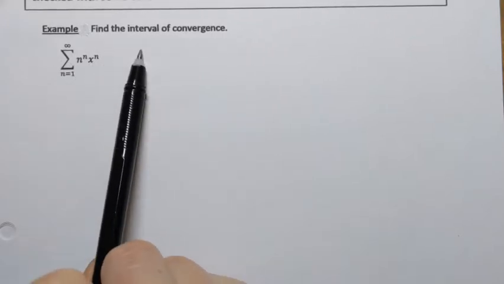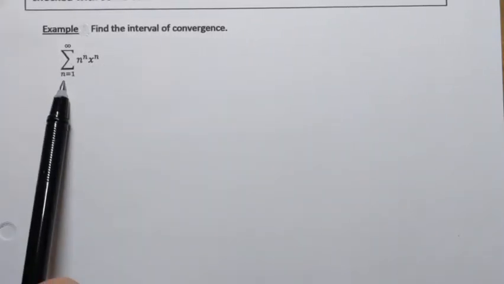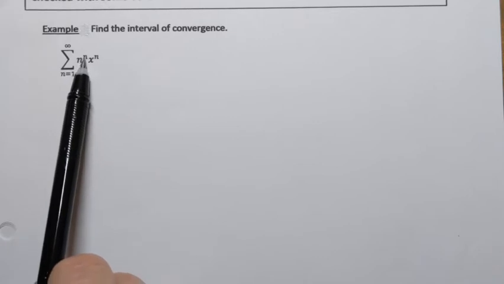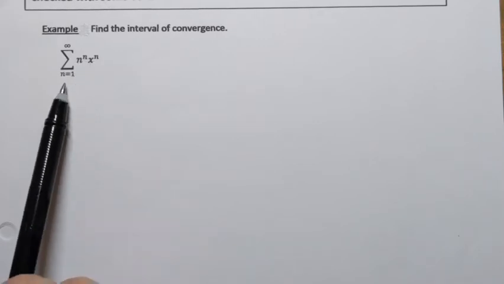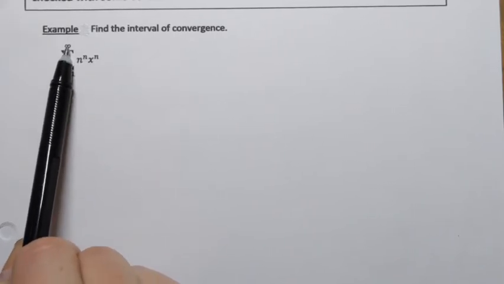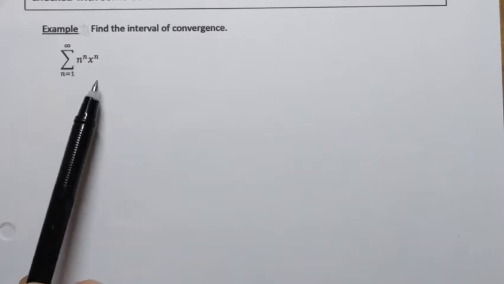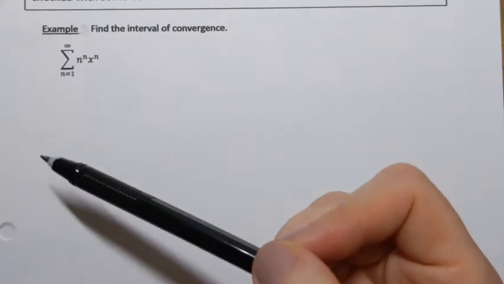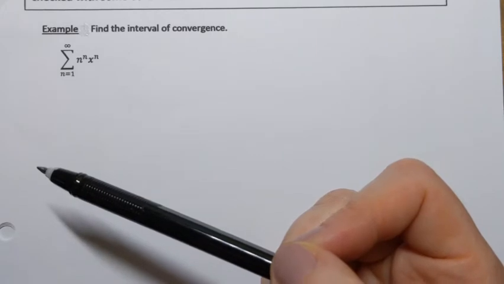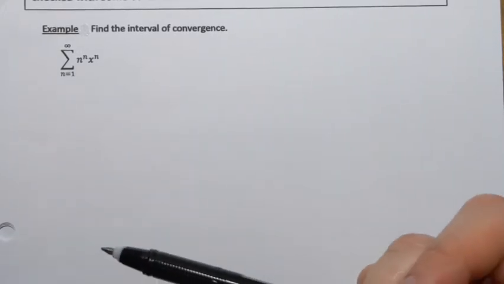We need to find the interval of convergence for the following series. Series of n to the power n times x to the power n, with n that goes from 1 to infinity. So to find the interval of convergence, we start by applying either ratio test or root test. The ratio test is more common.